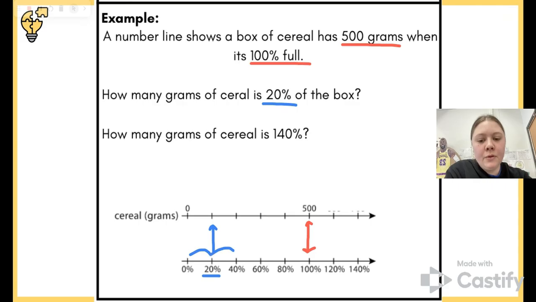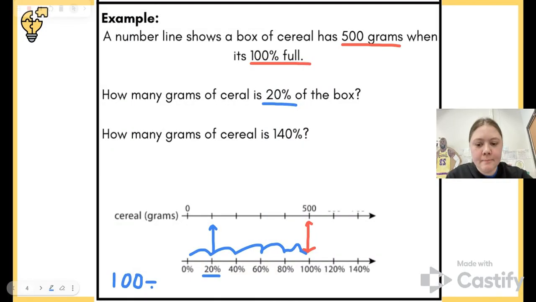1, 2, 3, 4, 5. Oh, that one got ugly. 5 equal parts. So that means I'm going to take my 100% and divide by 5. 100 divided by 5, you put that in your calculator, you get 20%.